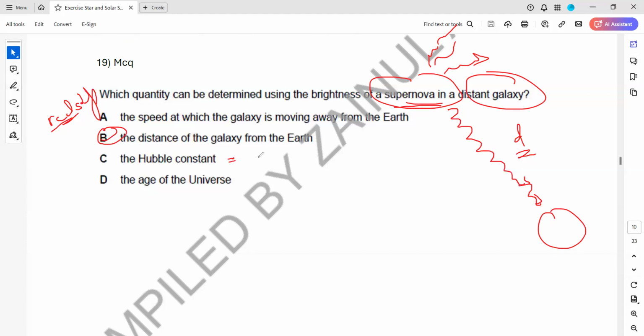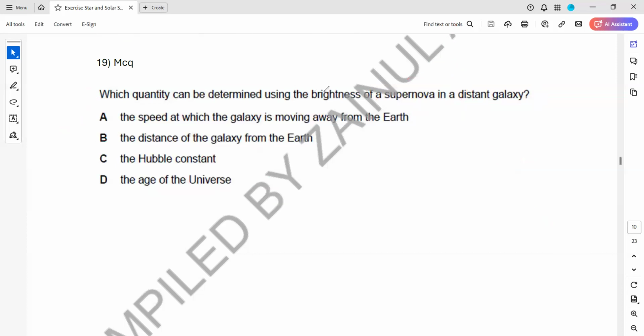The Hubble constant is the reciprocal of the age of the universe, and the age of the universe is the reciprocal of the Hubble constant. If there was the same question, but they changed it to which quantity can be determined by using the change in the wavelength of a supernova, then A will be the right answer. Using a change in wavelength, or a redshift, we can determine the speed at which the galaxy is moving. But using the brightness, we can determine how far the galaxy is from us.